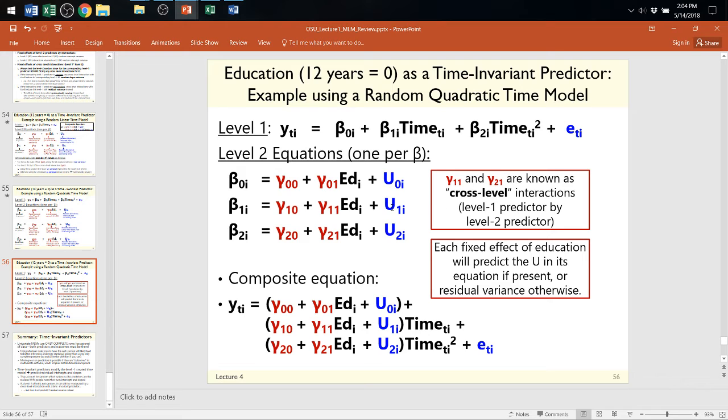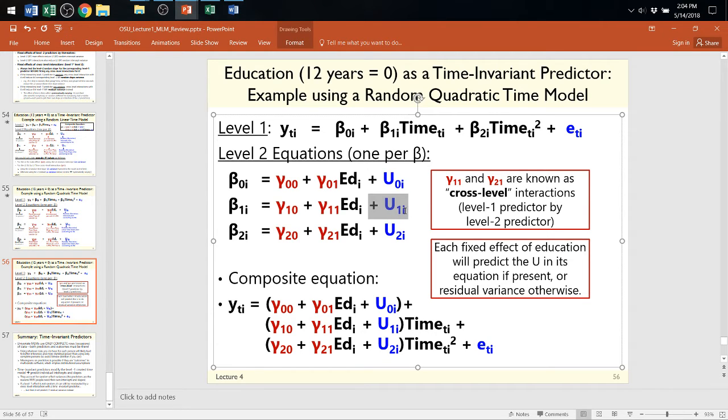Yes, so the question was, did I say you had to test these random slopes first before adding cross-level interactions? That is exactly what I said, yes. So this is why. More generally in these equations, the job of any fixed effect is to predict the term that's in its line. When you first add time, you're trying to capture E variance. When you add time squared, you're trying to capture E variance. When you add education here, you're trying to capture U0 variance. When you add education by time, you're trying to capture time slope variance.